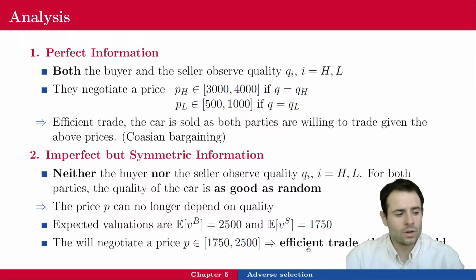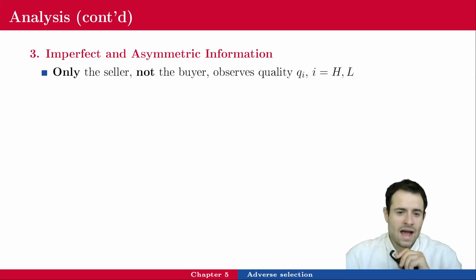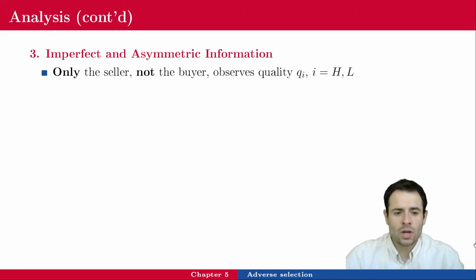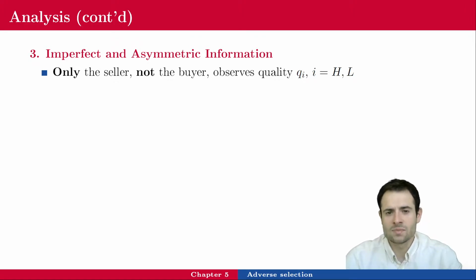Now, the more crunchy part is if information is imperfect but asymmetric. In general, it is fair to assume that the seller knows the quality of what he's selling, but not necessarily the buyer. So here we assume that the seller only can observe the quality of his car. He knows what kind of car he's selling, if it's a peach or if it's a lemon. The buyer has no idea. Because the buyer has no idea, he is going to make an expectation. The seller, however, does not need any expectation because there is no risk for the seller.